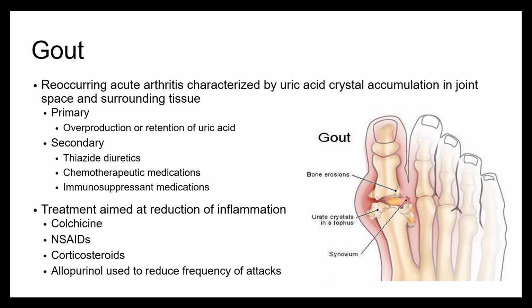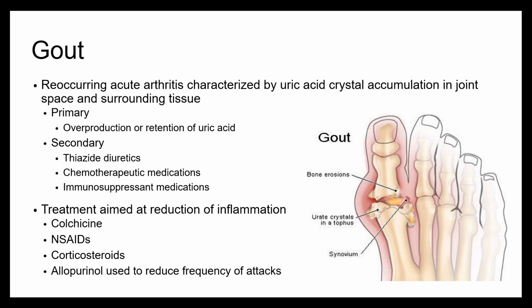As far as treatment for gout, our treatments are going to be aimed at the reduction of the inflammation. The most commonly used medications are allopurinol and colchicine. These are both considered anti-gout agents. They do both work a little bit differently. Allopurinol is used to reduce the frequency of the gout attacks. It prevents the production of uric acid. It is important to make sure that the patient is aware that they should avoid aspirin when taking allopurinol, as it reduces the effectiveness of the medication.